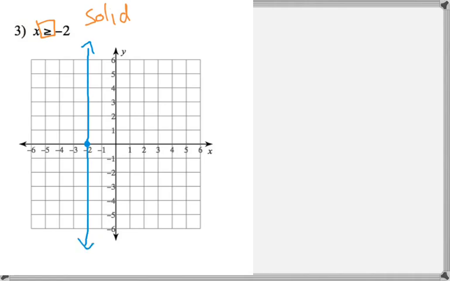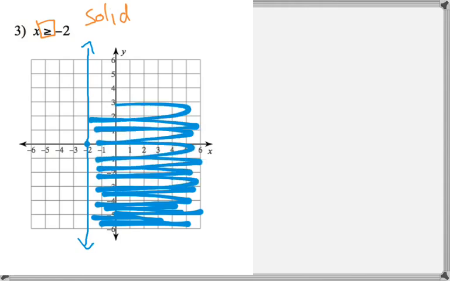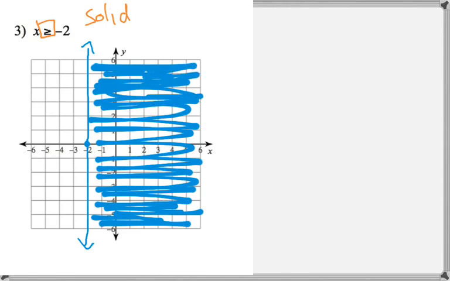Now we need to figure out, what do we need to shade? Well, this says x is greater than or equal to. So what side of this line are the x values greater than -2? Well, that's going to be over here to the right. So we can go ahead and shade in every part of this graph to the right, because that is where the x values are greater than the -2.